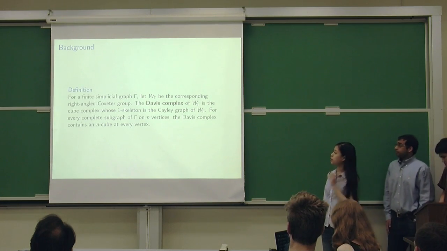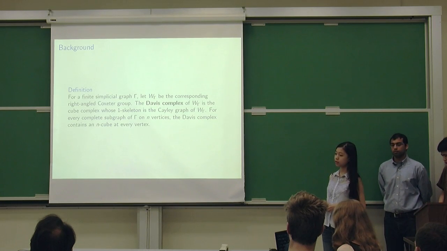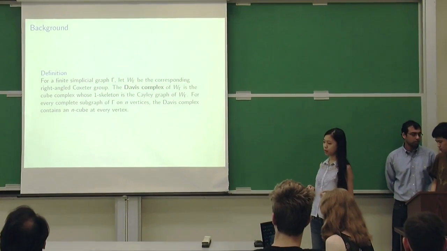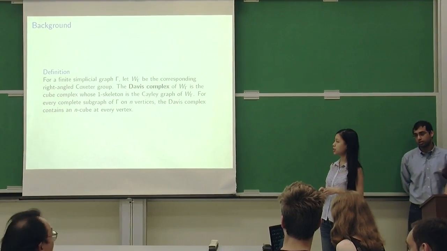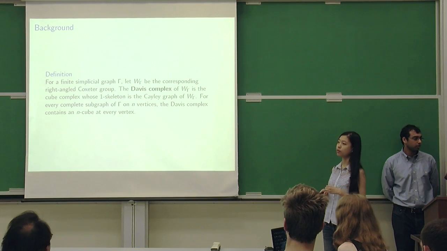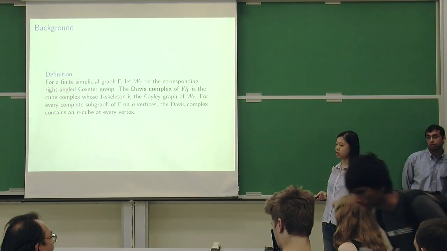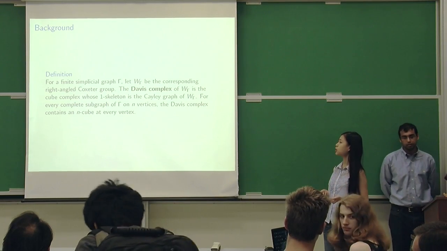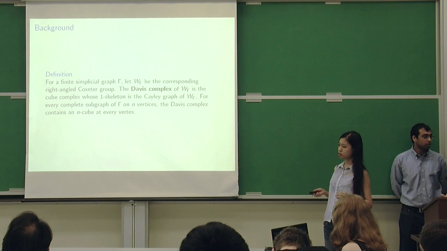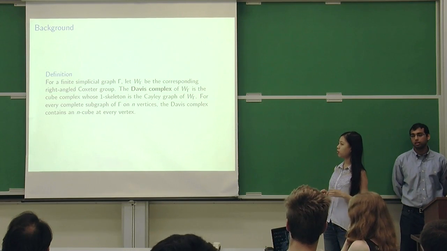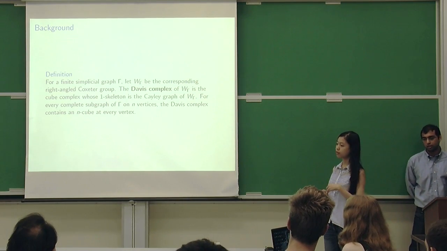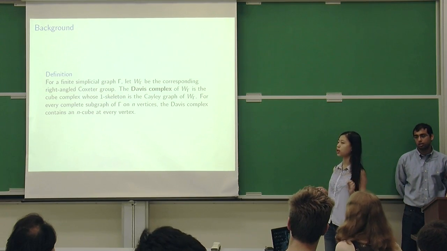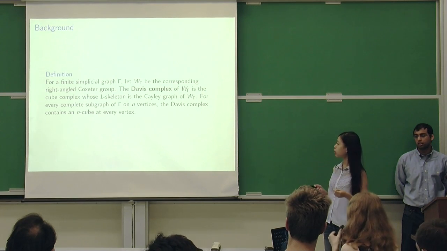If you have a graph and the Coxeter group associated with it, there's a cube complex associated to that Coxeter group, and it's called the Davis complex. How you build it up is that the one skeleton is the Cayley graph corresponding to that group. The Cayley graph is just a presentation of a group where from each vertex we have edges coming out of it corresponding to the generators of the group. And then to build the rest of the Davis complex, for each complete subgraph on n vertices in the graph, you have a corresponding n-cube. For example, if you have an edge connecting 2 vertices, then you get a square in the Davis complex, and so on.